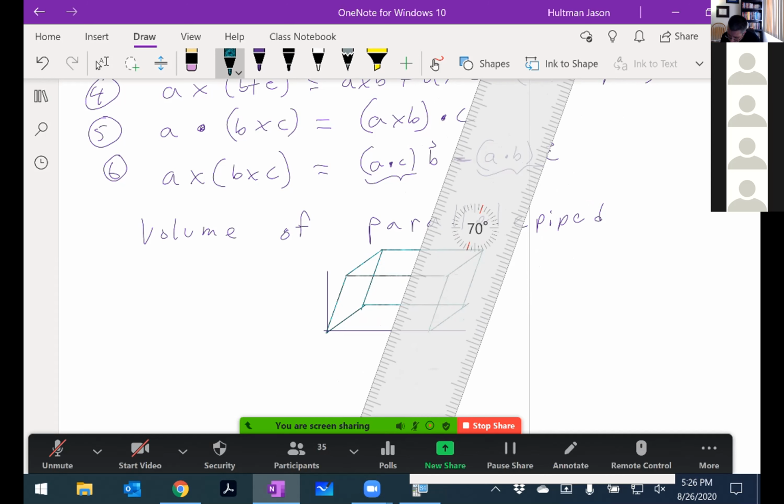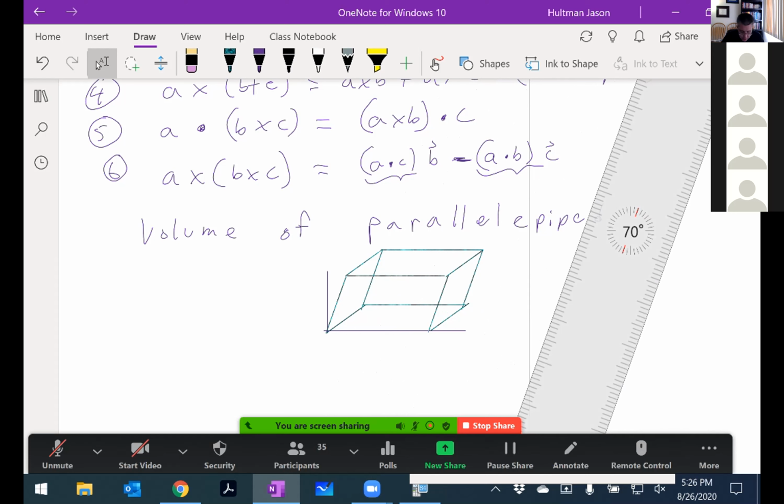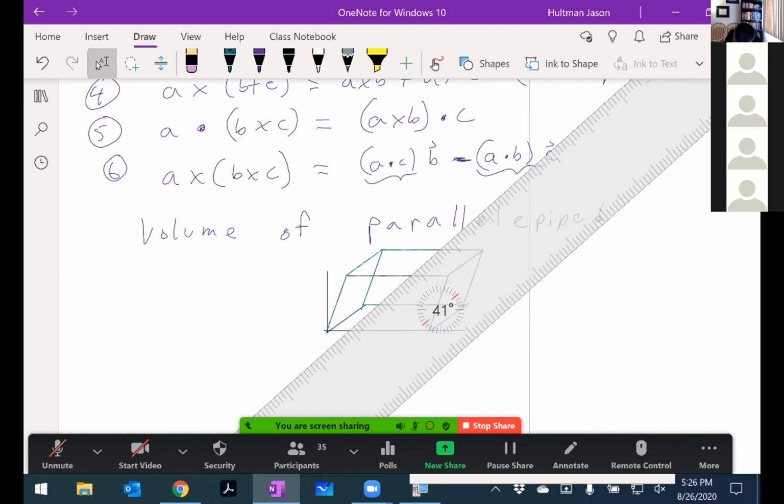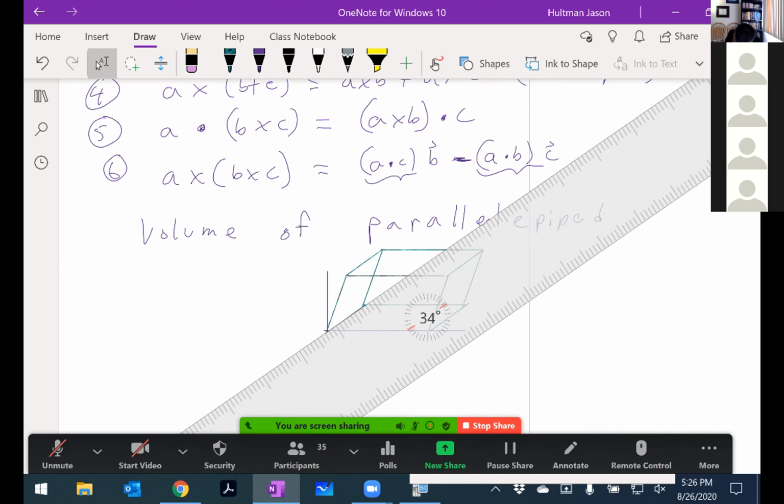Okay, and what is that? That, my friends, is my parallelepiped. Okay, that's a parallelepiped right there. Make sense? It's kind of like a box, but it's squashed. Is that good? Okay. So let's take this and make this our x-axis, 35 degrees.